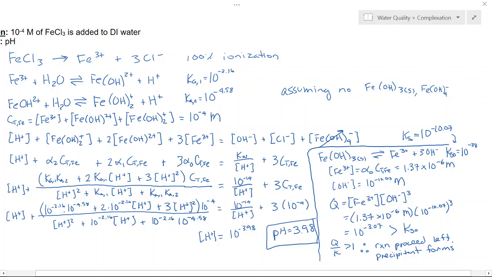forms, and this basically invalidates our approach here. Approach invalid because the ferric hydroxide is forming, so our CT is no longer constant. So we have a loss of ferric iron in the system, and CT is not constant, and so our approach is invalid. So we need to redo this problem and include ferric hydroxide solid as a potential sink for that ferric.